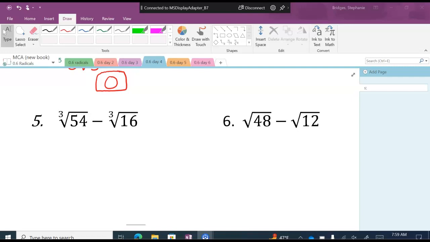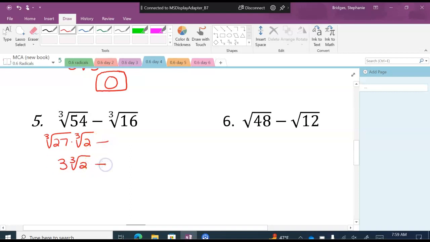We're going to start with 54. We want to go to the one closest to it without going over, which is 27. Does 27 divide evenly into 54? It does. How many times? 2. So we're going to split this up into the cube root of 27 times the cube root of 2. And what is the cube root of 27? 3. Okay. Then we're going to do the same thing with the 16.